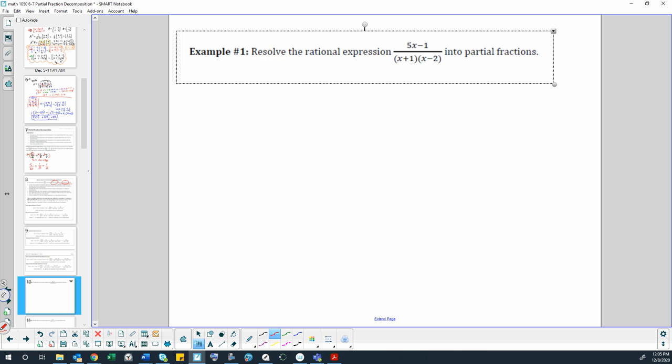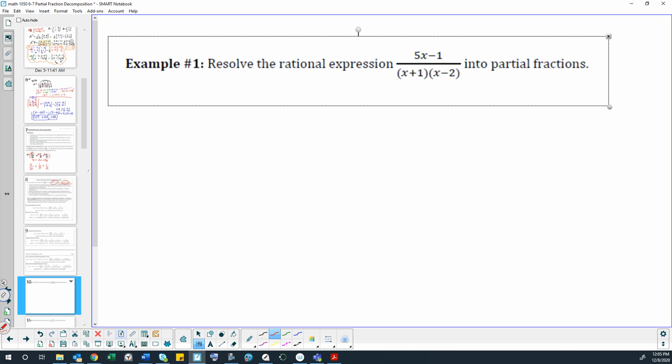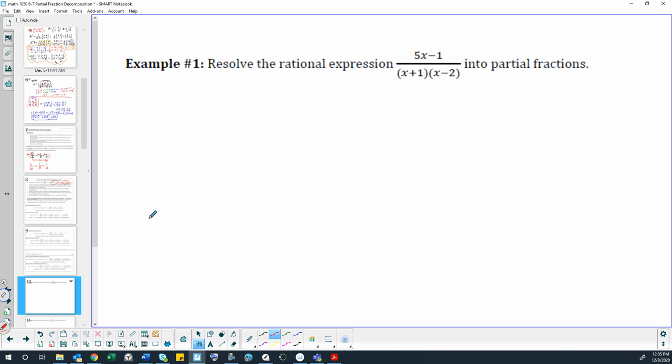Okay, let's go to example 1. Let's just jump into this so we can try to understand what's happening. So, is our denominator factored? That's our first step. Our denominator is factored, correct? You know what I mean by the denominator is factored? Yeah, the denominator is factored.